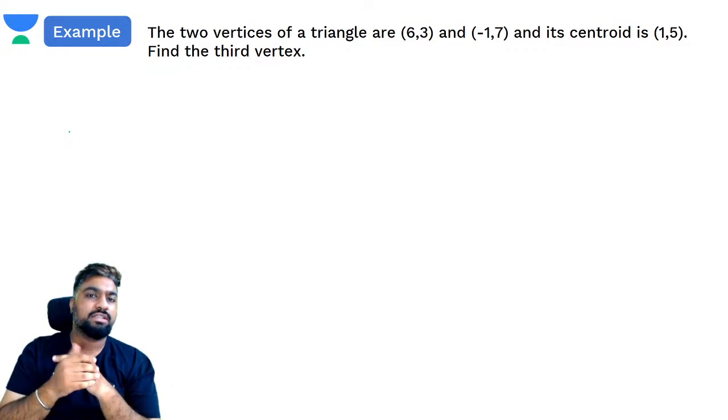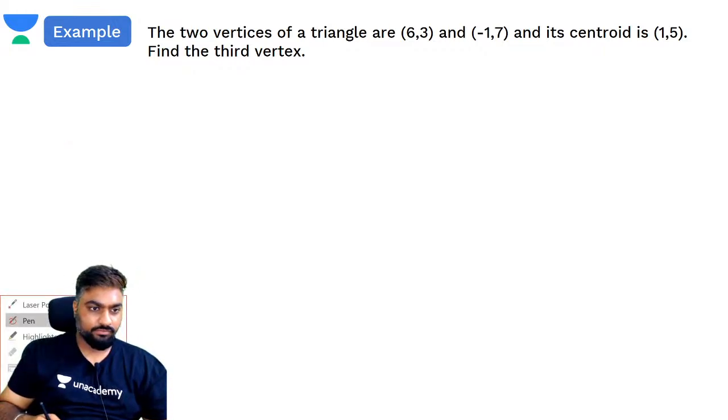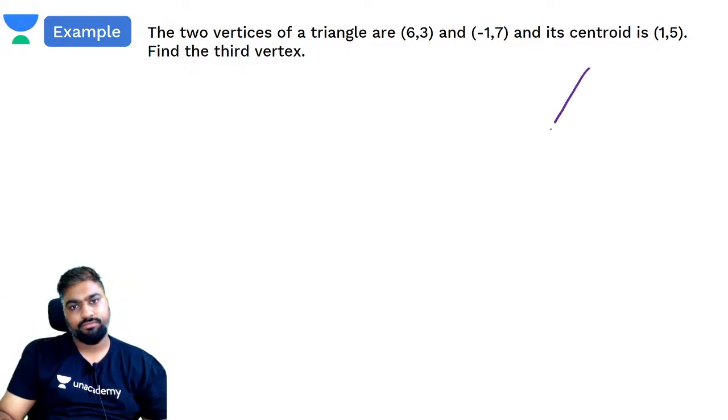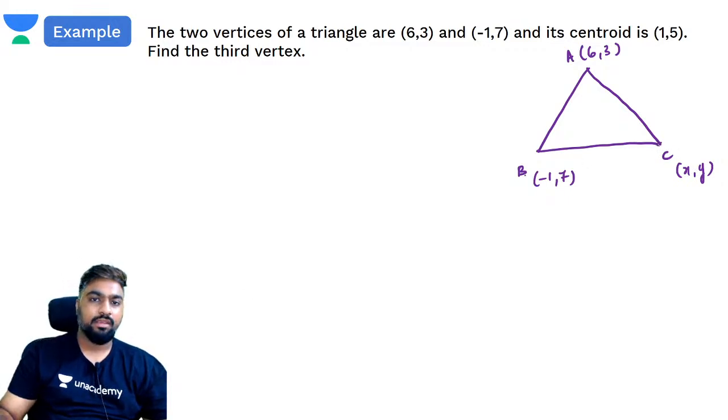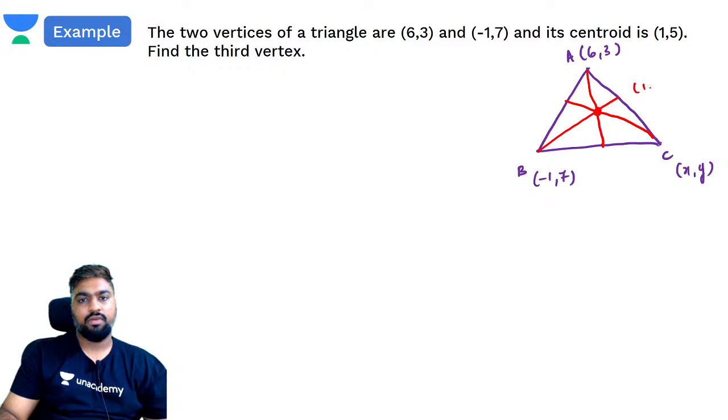They've given the 2 vertices of the triangle और उसका सेंट्रॉइड दे दिया है. थर्ड वर्टेक्स ढूंढना है. वेरी सिंपल. This is a triangle whose 2 vertices are given. Let's say a और b दे दिया, 6, 3 and -1, 7. You need to find x, y, which is coordinate of the vertex c. What have they given to us? They've given us the centroid. What is centroid? Medians का intersection. They've given centroid g, है ना? g का coordinate क्या दिया आपने को? 1, 5.